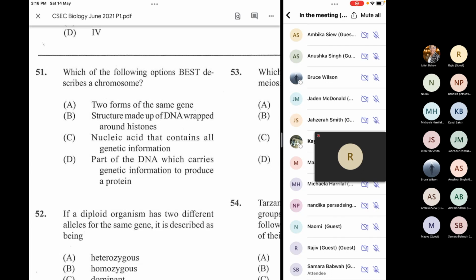Structure made up of DNA wrapped around histone. Nucleic acid that contains all genetic information. Now chromosome stores all your genes, which is all your genetic information. Which one do you all have for 51? Let's see. C, miss. B. No, it can't be D. All right, C. We'll keep it as C. B, miss. No, sir, I said B as in boy. B, okay.